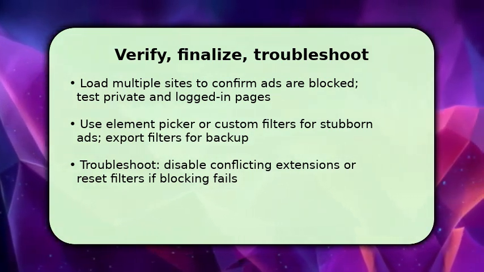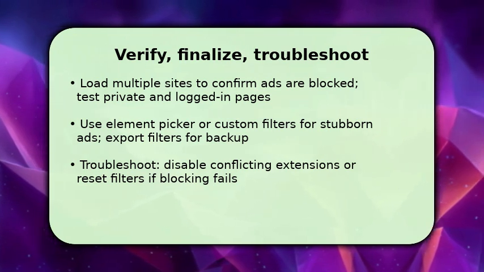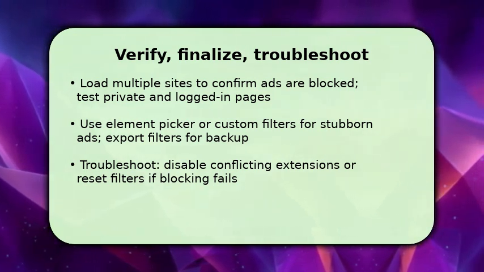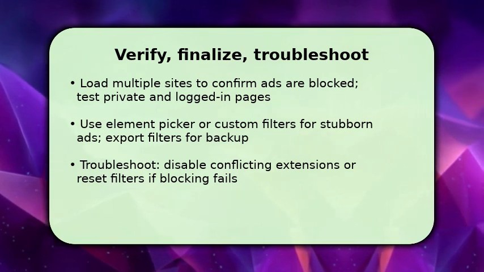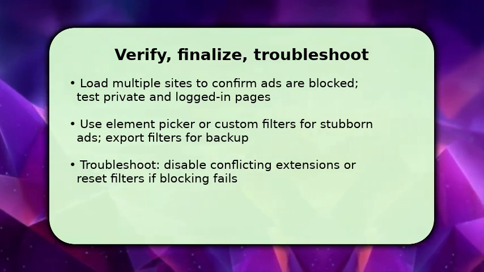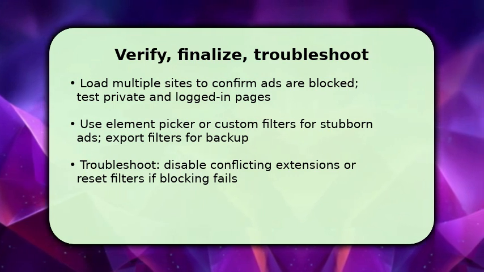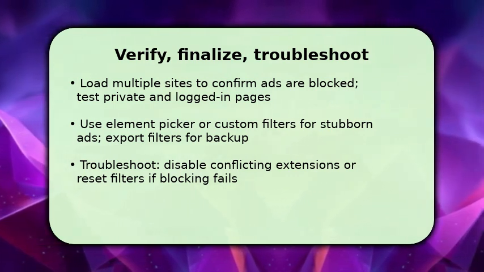If something breaks, disable other extensions like privacy or VPN plugins that can conflict, then restart Chrome and recheck filter updates. If problems persist, reset the blocker's settings and reapply only the necessary.